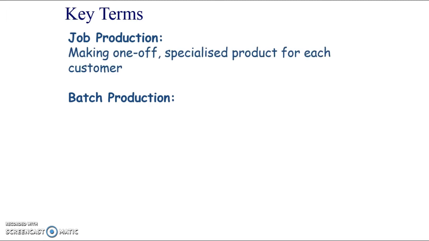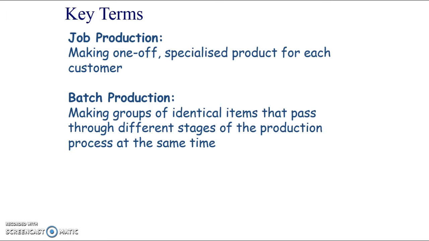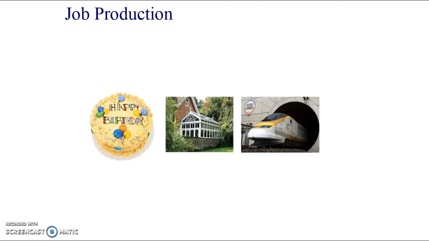Job production is making a one-off specialised product for each customer, so it's a product that fits their needs completely. You could say that the customers in some ways designed the product themselves, whereas batch production is making groups of identical items that pass through different stages of the production process at the same time. So rather than just a one-off, you're going to be making these groups of products that are all going to be identical within each group, but you can vary it between the groups and the batches. I'll show you what I mean later on when we look at some examples.